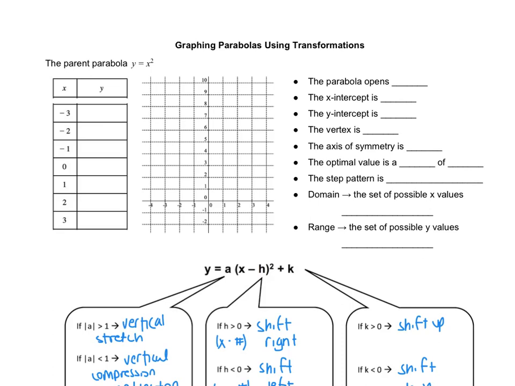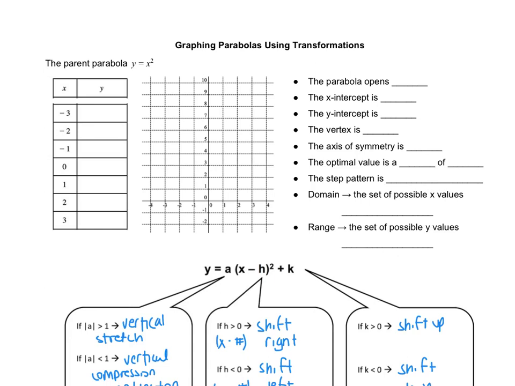In this video, we will be using our knowledge of transformations and parabolas to graph a parabola. So we're going to start off with our parent or most basic parabola, which is y equals x squared. So we're going to start off with a table of values, and I'm going to take all of these x values from -3 to 3, and I'm going to square them.